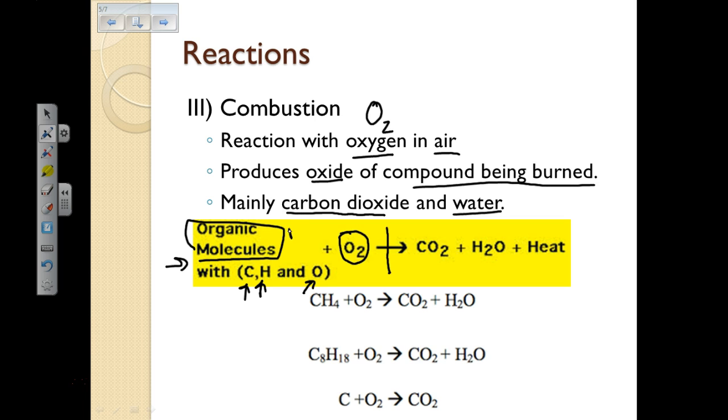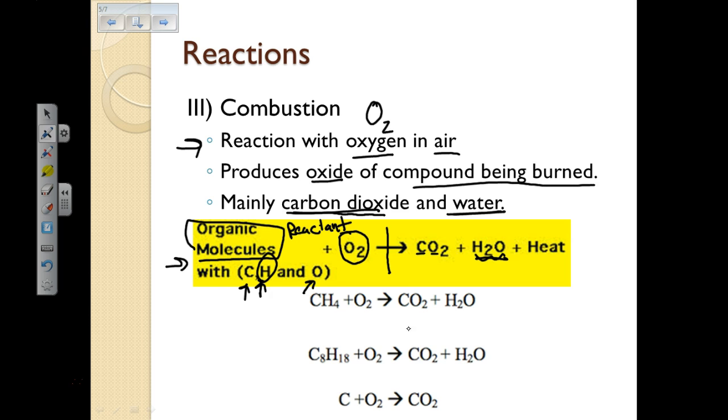Notice here, these are the reactants. This is the most specific of all the types of reactions. We have a specific reactant, O2, and then we form the oxide. In this case, it's going to be carbon dioxide and water. Water is the oxide of hydrogen. So we're forming CO2 and water typically. And these are some examples of that.